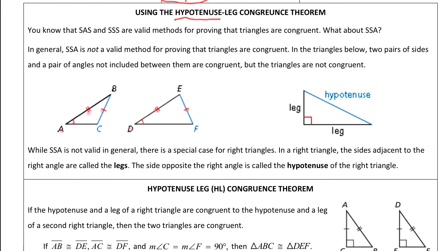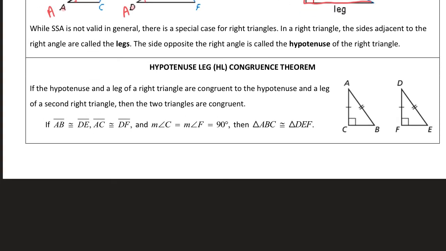So when we say SSA, that is not a congruence theorem. That is not a shortcut we can use. Now, the only time this really works, there's a special case when we have right triangles, and it's called hypotenuse leg. So in a right triangle, the sides attached to the right angle are called the legs, okay? The side opposite from the right angle is the hypotenuse. So that is going to be important to pick that out in our next examples.